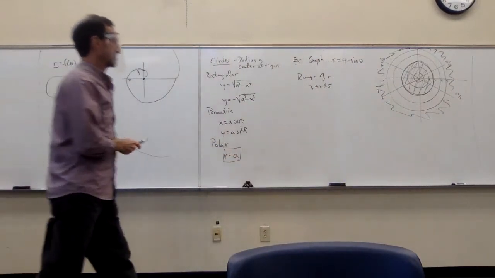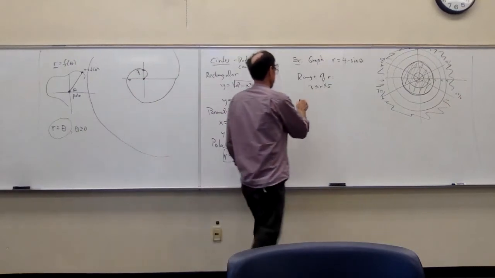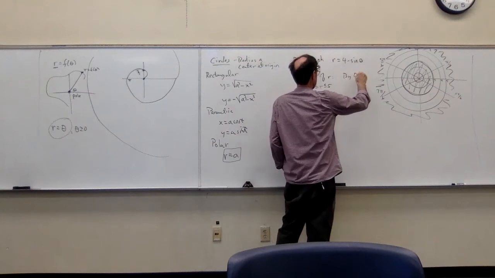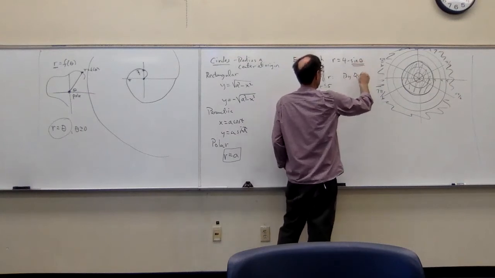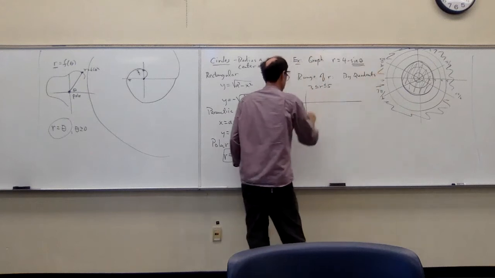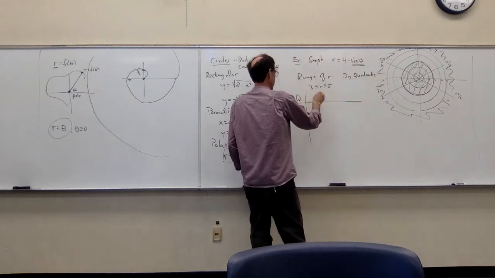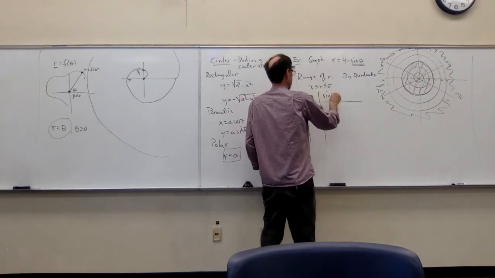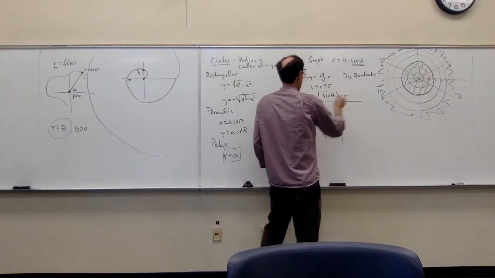Okay, and now let's take a look. I like to analyze it by quadrants because the sine function is very predictable in each quadrant. So we'll make a little table here. We'll have a table for quadrants, for theta, for sine theta, and r.